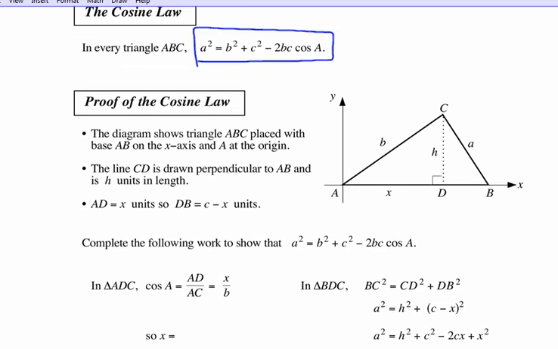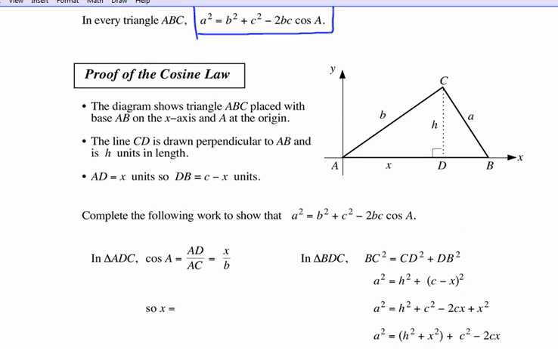The diagram shows triangle ABC placed with the base AB on the x-axis and A is on the origin. Remember, that's 0, 0. The line CD is drawn perpendicular to AB to make a right angle, and it's h units in length, so it's the height. Now, if AD is x, then this little guy, DB, right here, would be, if our full length, we call it c, because it's opposite of angle C, we would call this c minus x.